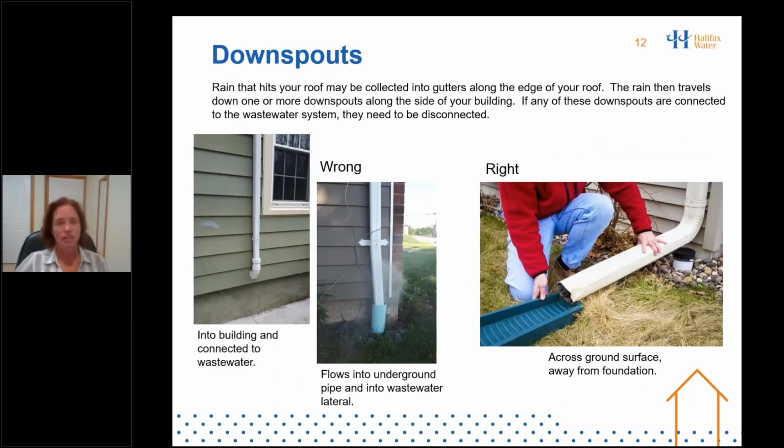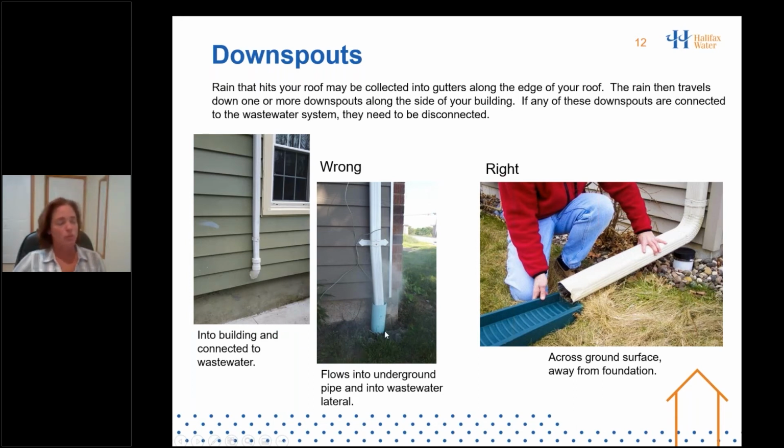Downspouts are another connection point that could be connected to the wastewater system. So when rain hits your roof, it comes down and is collected into your gutters along the edge of the roof, and then it travels down one or more downspouts along the side of your building. If you look at the pictures here, here's a downspout that comes down and actually goes into the side of the building. This picture shows a downspout coming down and is collected into a pipe that extends below ground.